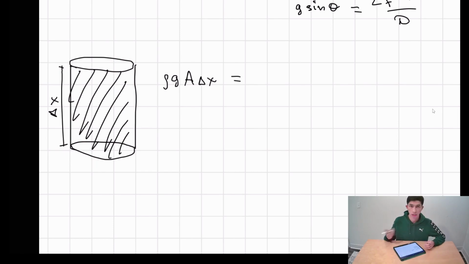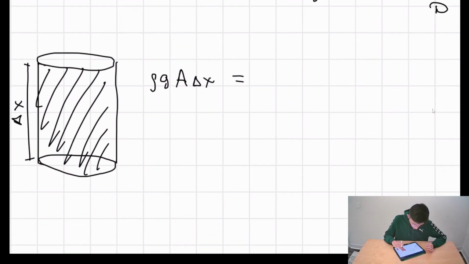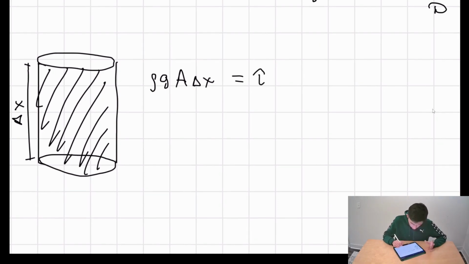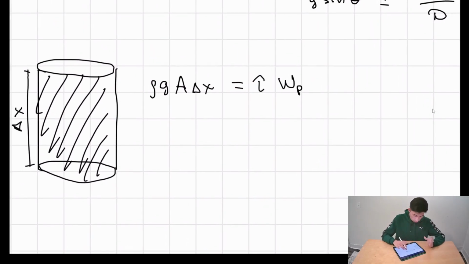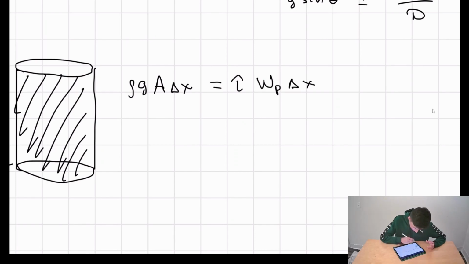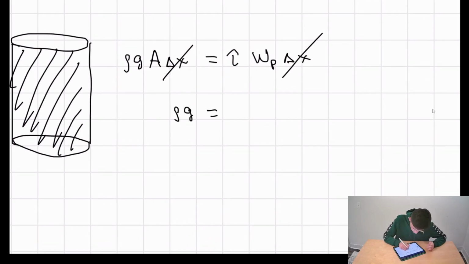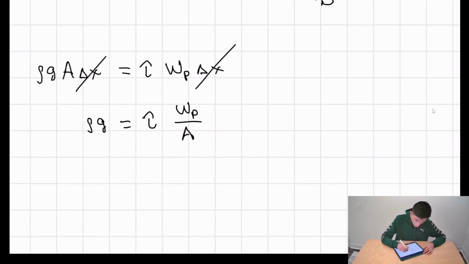So it's going to be equal to the shear force. That's going to be the shear stress on the wall multiplied by the wetted perimeter of a circular pipe times delta x. So here our delta x's are going to be cancelled. So our rho g is going to be equal to the shear stress times the wetted perimeter over A. Right? So let's talk about this term for a moment.